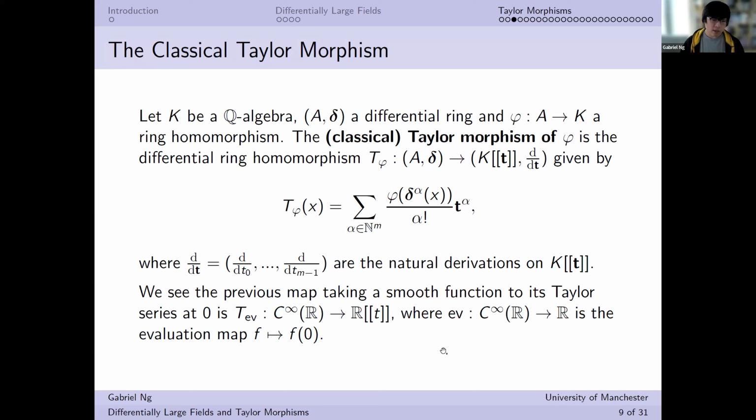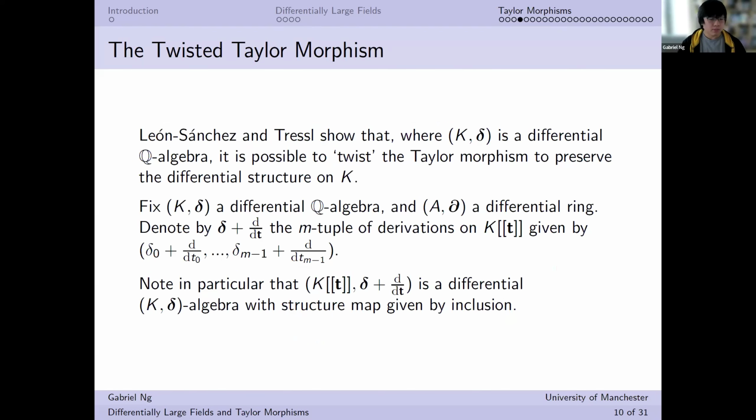And we'll see that the previous map that we talked about, which takes a smooth function to its Taylor series at 0, is precisely the result of applying this Taylor morphism to the evaluation map, which takes a smooth function to its evaluation at 0.